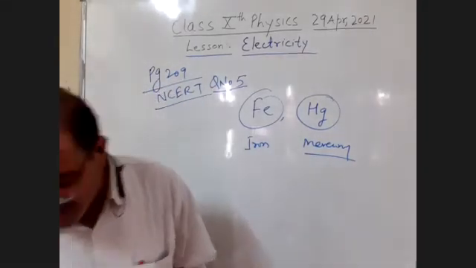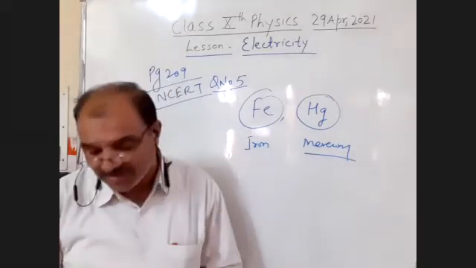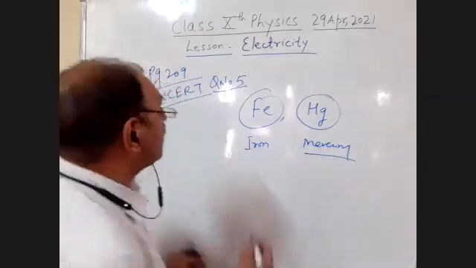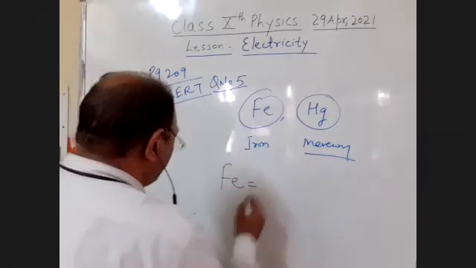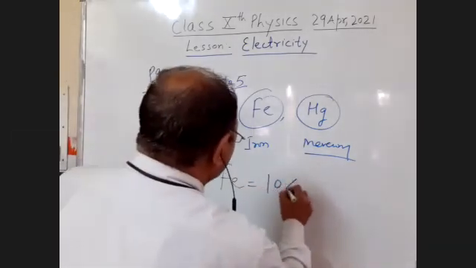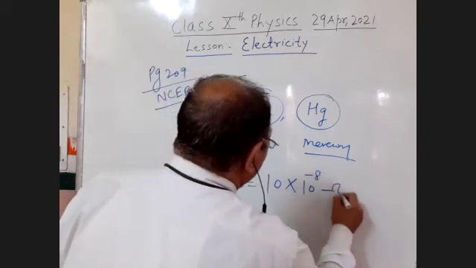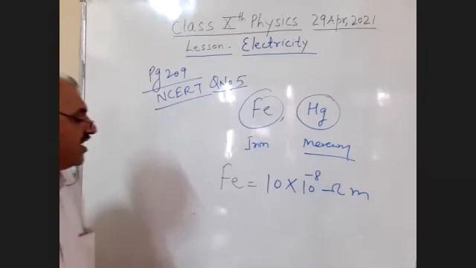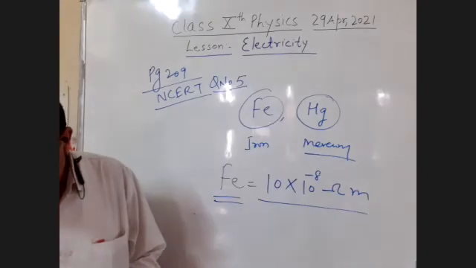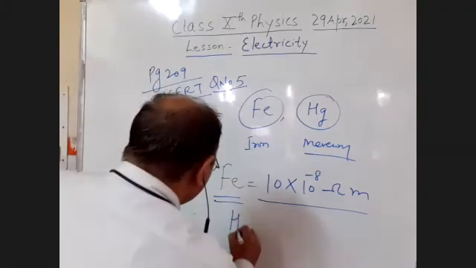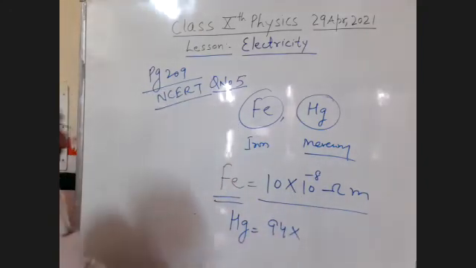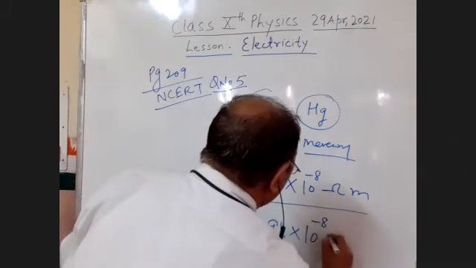Now, the answer to this: if you go through the table where the value of the resistivity is given, we'll find that in the case of iron, the resistivity is given as 10 into 10 raised to power minus 8 ohm meter. Whereas the resistivity of the mercury is given as 94 into 10 raised to power minus 8 ohm meter.